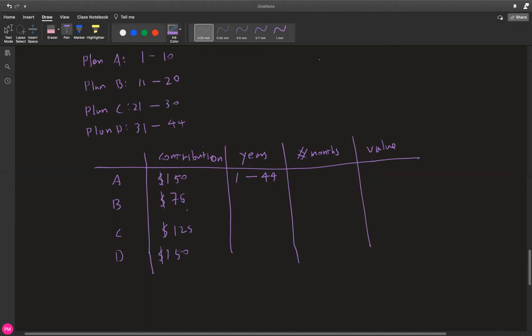The contribution for plan B kicks in on the 11th year, and it adds to your plan A. So this is an additional amount that you're contributing in the future. And plan C would be 21 to 44 using the same logic. And plan D will be 31 to 44.